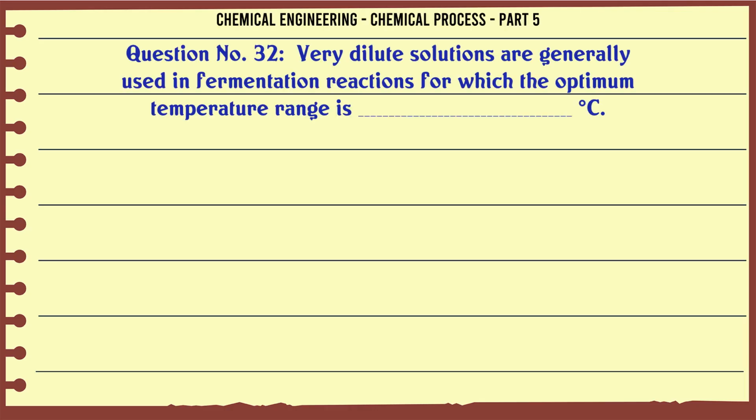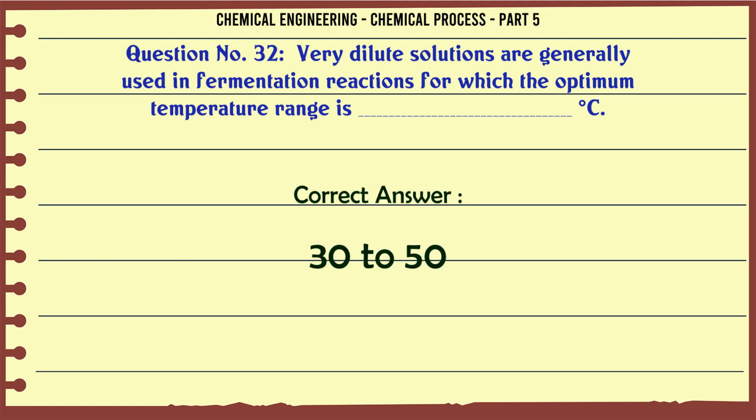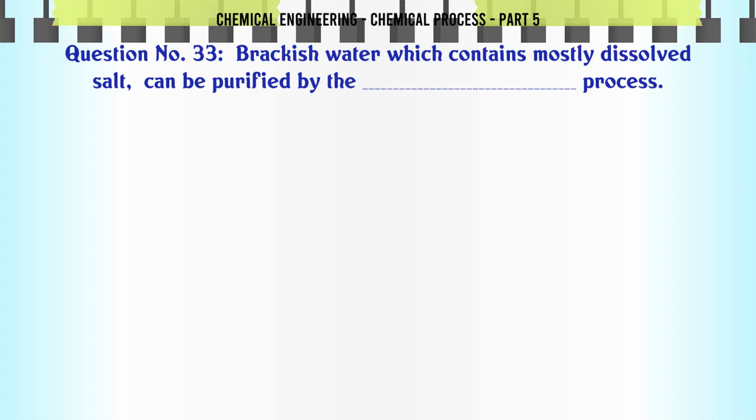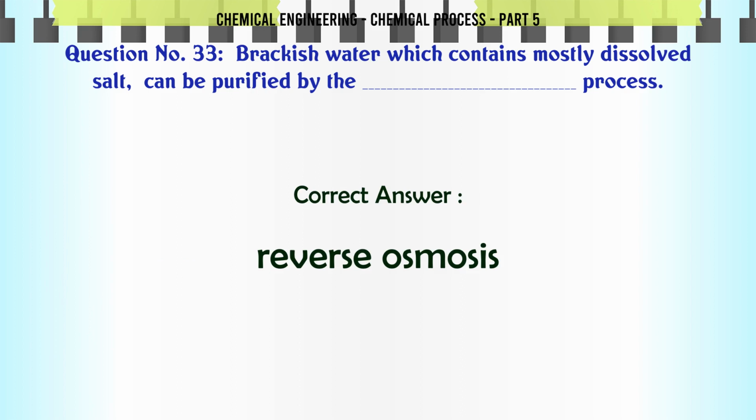Very dilute solutions are generally used in fermentation reactions for which the optimum temperature range is ___ °C. A. 5 to 0, B. 5 to 10, C. 30 to 50, D. 75 to 80. The correct answer is 30 to 50. Brackish water which contains mostly dissolved salt can be purified by the process A. Reverse osmosis, B. Sand filter, C. Lime soda, D. Permutit. The correct answer is reverse osmosis.